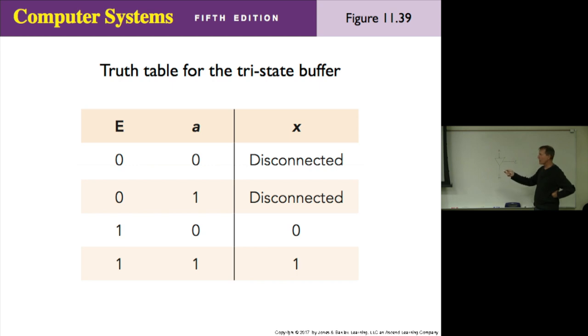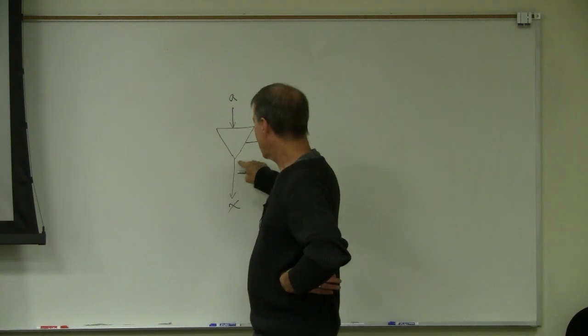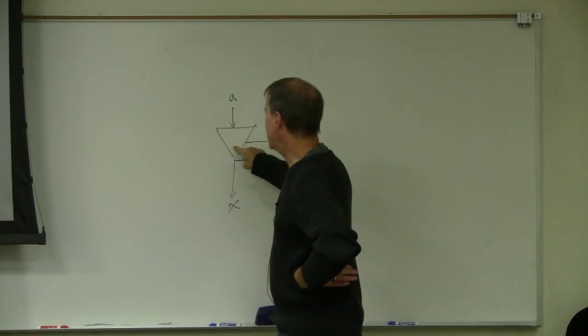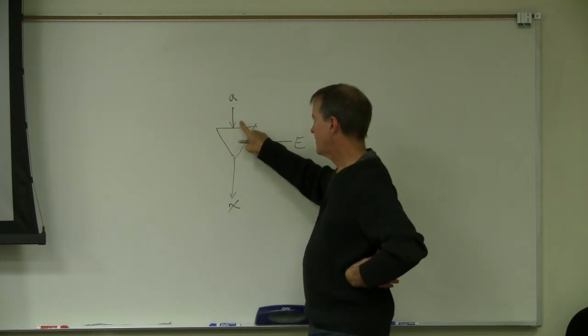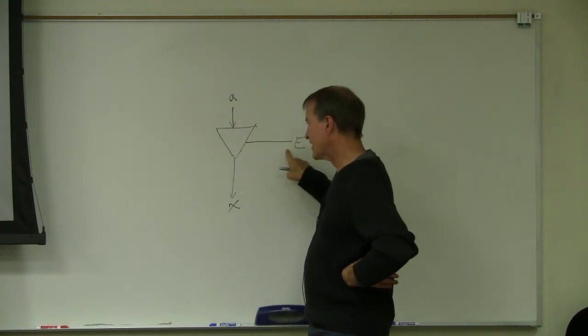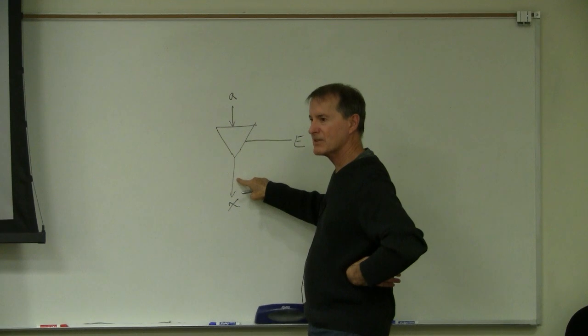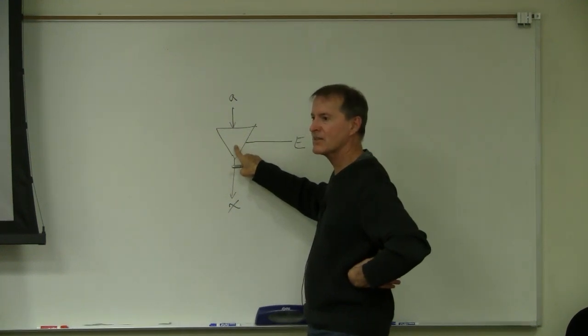If you look at the right column of the truth table, how many states do we have? It could be 0, or 1, or disconnected. The wire going through to X is still connected to the bus wire, but the disconnection happens in the electronics inside here. If E is 0, there's high impedance here. It's as if it's disconnected, like it's not touching the bus wire.